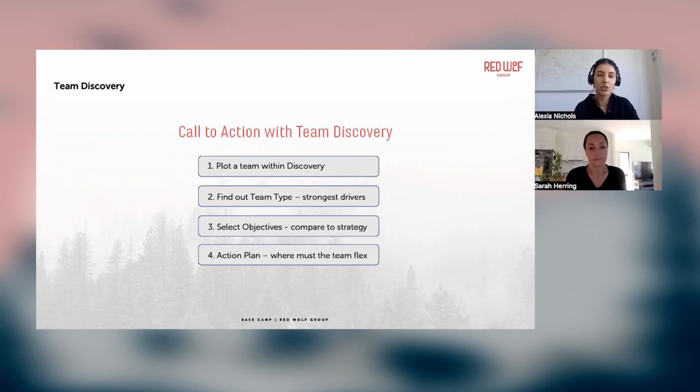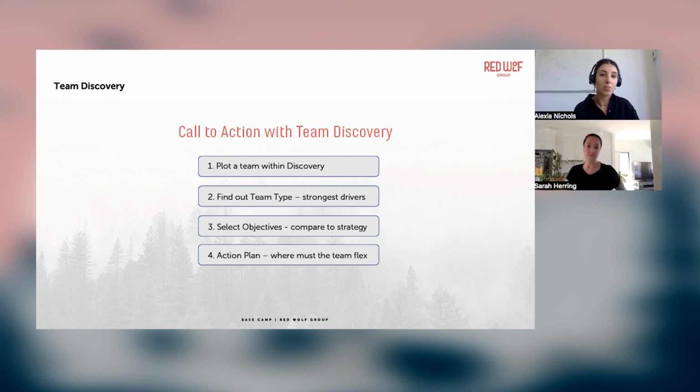Do you have a team who is situated in one quadrant or two quadrants? Are their strengths quite similar? Or do you have a team that sits a little bit everywhere? So maybe you've got a good mix in the group. Find out what are the key drivers amongst the team. From there, select your objectives, link it up to your strategy, especially as we're going into the new year. Really important that you gain that alignment and share that awareness with the broader team.